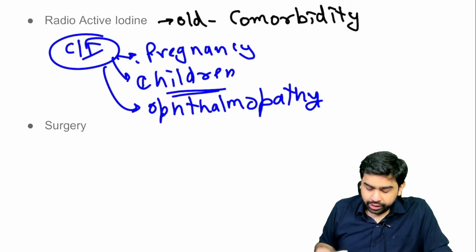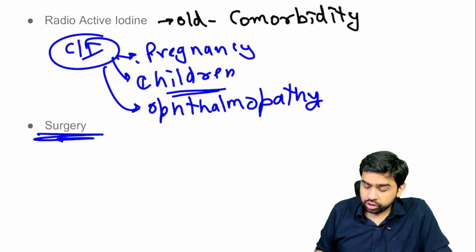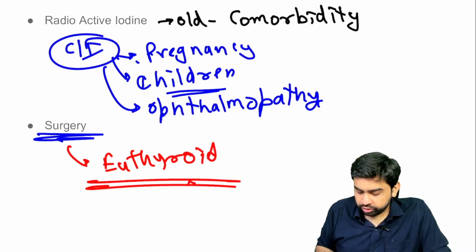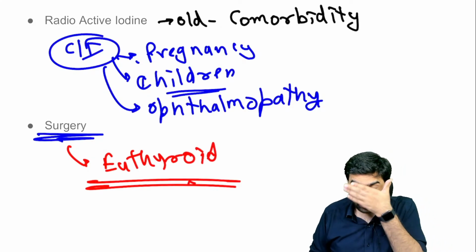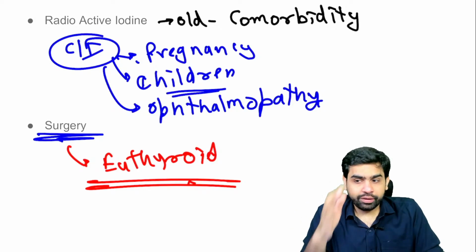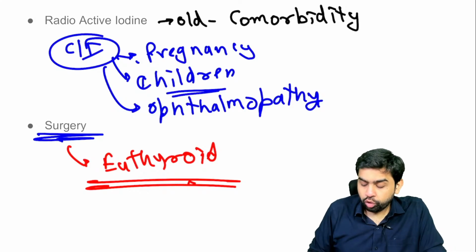What about the surgery? So yes, surgery can be done, but you cannot just straight away go and operate on these particular patients. You have to convert the patients into the euthyroid state first. How do you do that? You start the patients on anti-thyroid medications. You give that for around 4 to 6 weeks. Then you also give the patients Lugol's iodine.